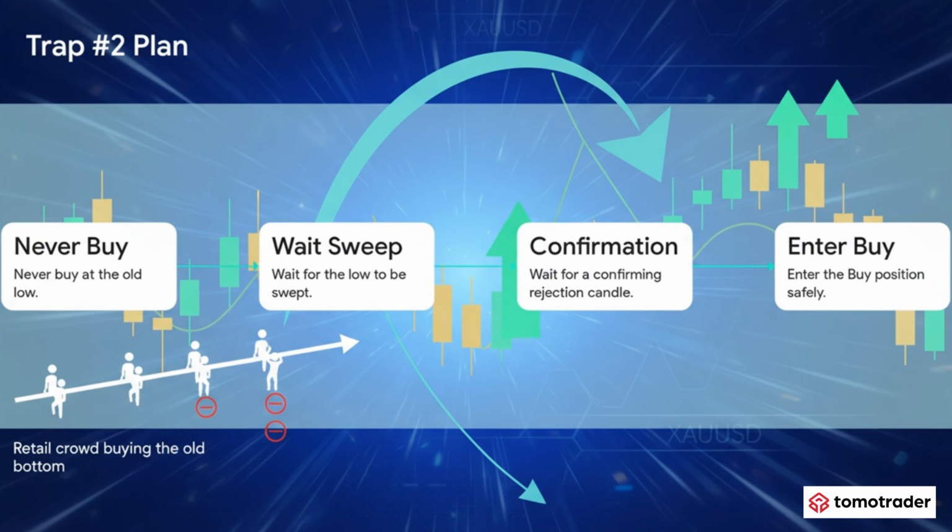The retail crowd is blindly buying that old bottom, stuffing their stops right underneath. The institutional players just sweep down, trigger those sell stops to fill their own massive buy orders, and then forcefully reverse the market. The application here? Absolute patience. Never ever buy the old low. Wait for the sweep, wait for the confirming rejection candle to prove the trap is sprung, and only then do you enter the buy safely.